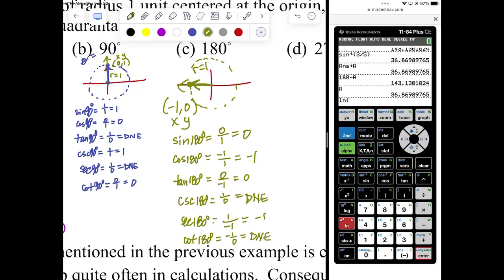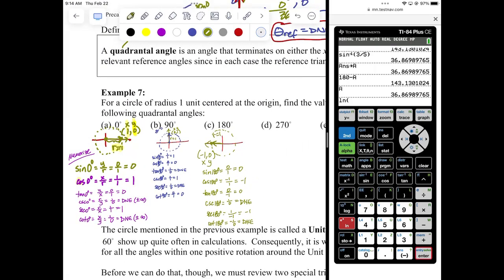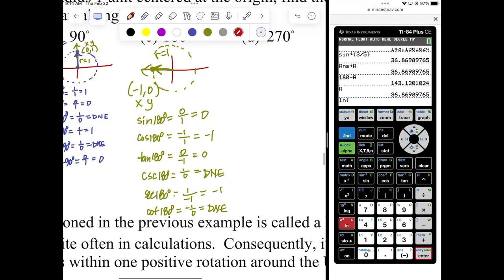So have you noticed so far that when we've looked at these quadrantal angles, two of the trig functions have been DNE every time? Yeah. And then we've just oscillated between zeros and ones. Now, here's another way that you could think about it.